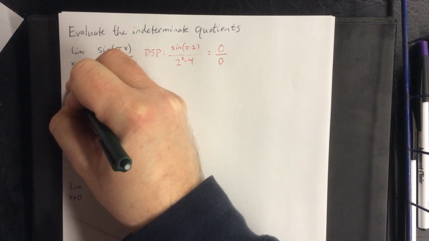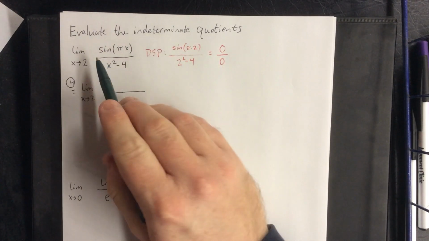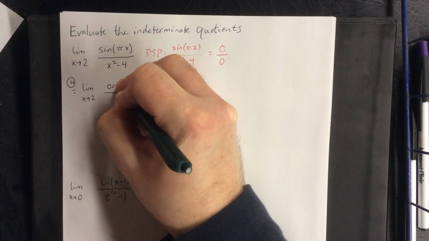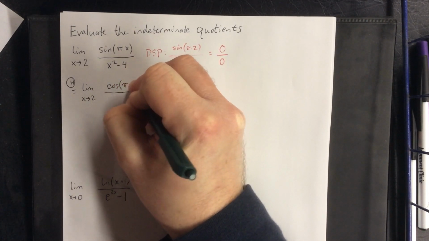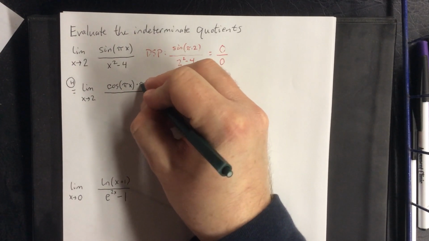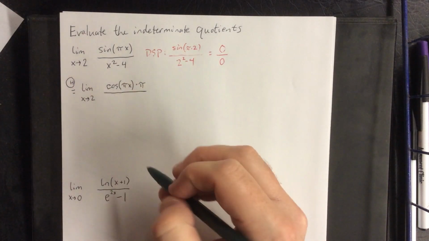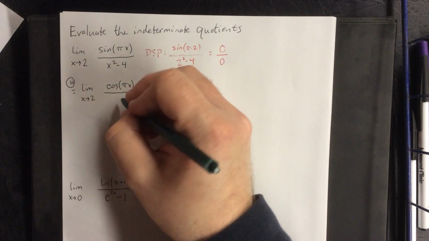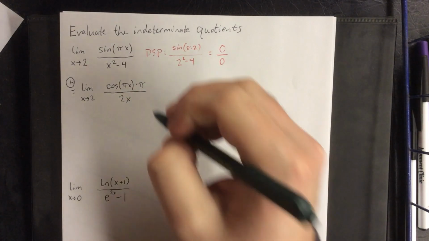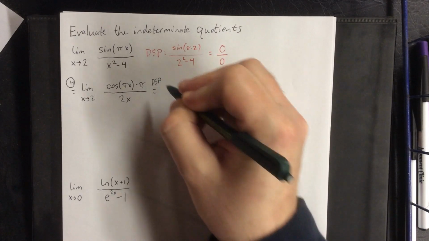L'Hopital's rule says go ahead and take the derivative of the top and the derivative of the bottom. For the derivative of sine of pi x, we'll need to make use of the chain rule. Derivative of the sine function is the cosine function, and the derivative of the inside is the derivative of pi x with respect to x. That would be just pi. In your denominator, derivative of x squared minus 4 is going to be 2x. Now, if you attempt to use the direct substitution property again at this point, we'll get more favorable results.